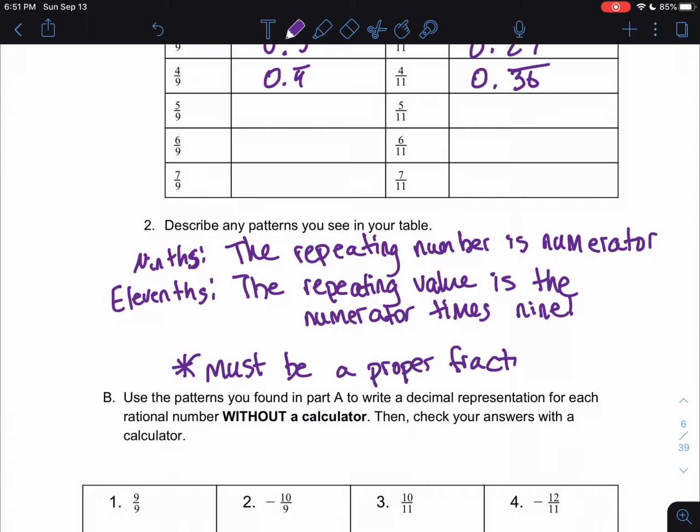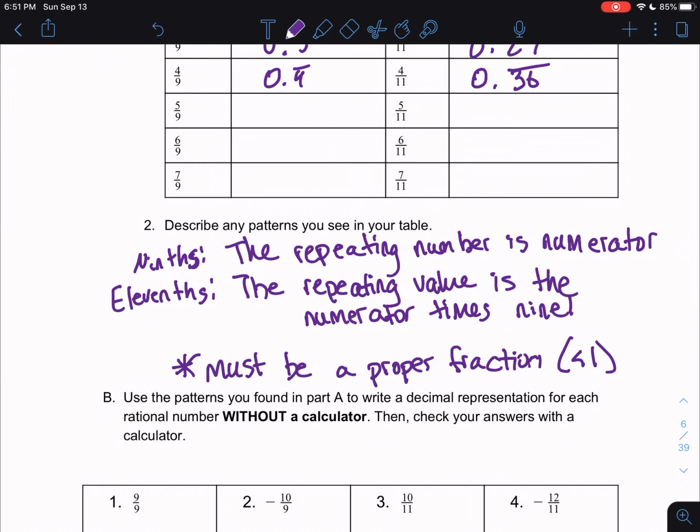So that means it has to be less than 1. But the main part has to be less than 1. Otherwise, you'll see this later, if it was like 12/11, it's not going to be 12 times 9. So it wouldn't be 0.108108108108108, because for starters, 0.108 is less than 1, and 12/11 is bigger than 1. So just things like that.